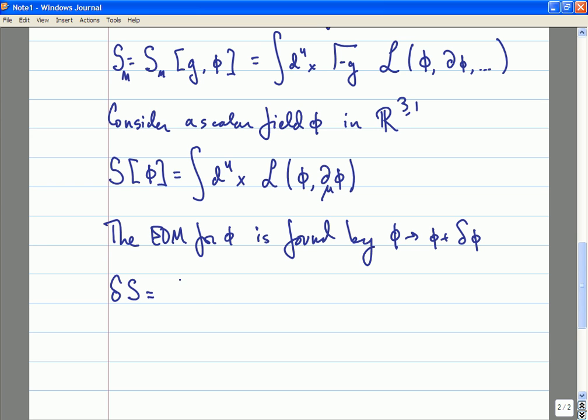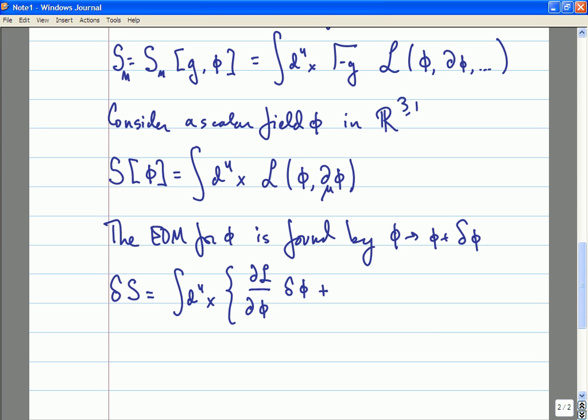Well, to first order in the variation, there are two possible contributions that you need to take into account. So L will depend both on phi and its first derivative. So you need to take first the derivative of the Lagrangian with respect to phi times delta phi. That's just the variation of the Lagrangian due to its dependence on phi.